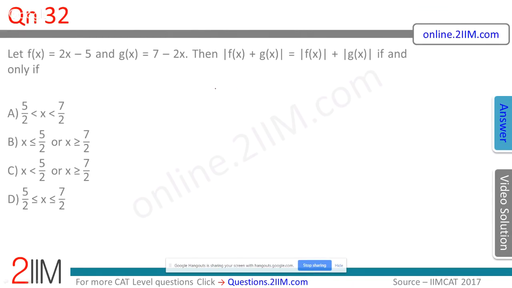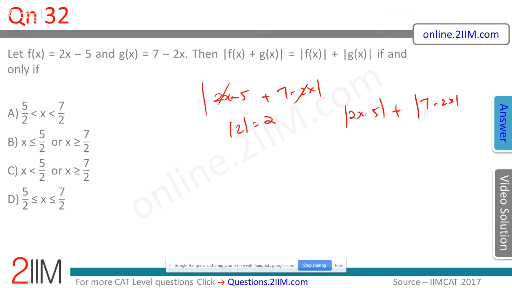32. See, mod of 2x minus 5 plus 7 minus 2x, this mod 2, which is 2. Modulus of 2x minus 5 plus modulus of 7 minus 2x should be 2. Now this is a wonderful expression. Modulus of x is x if x is greater than or equal to 0, minus x if x is less than 0. This is the expression way of writing this.